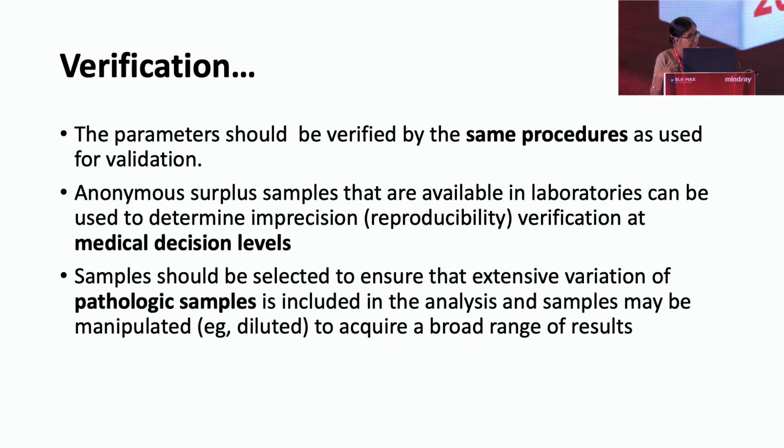We routinely use anonymous surplus samples that are available in our laboratories to determine the degree of precision and at medical decision values. That's very important because these can play a role about transfusion threshold decisions. So samples should be selected to ensure that extensive variation of pathological sample is included in the analysis, and in these situations sometimes you could even dilute these samples to acquire a broad range of results.